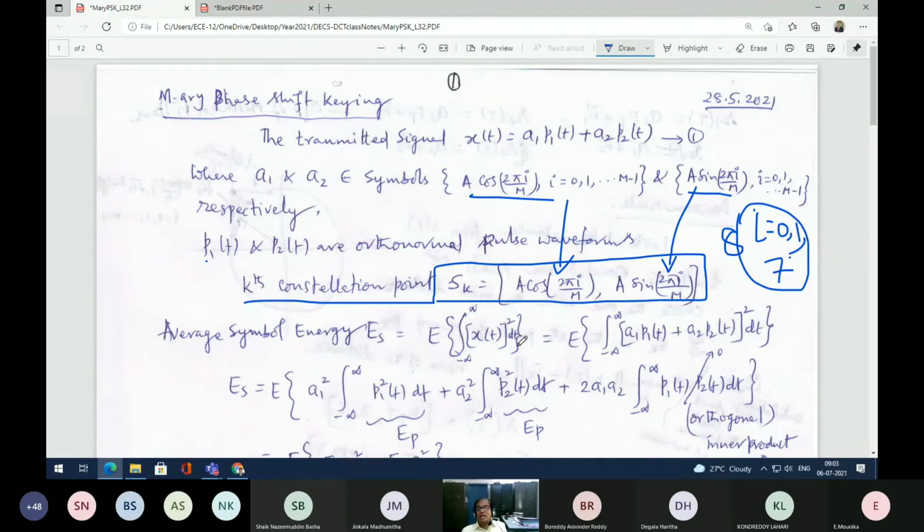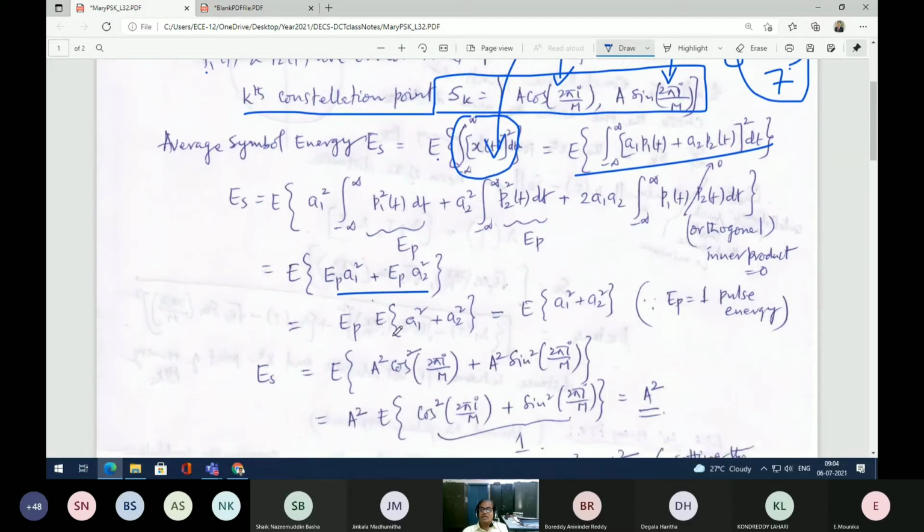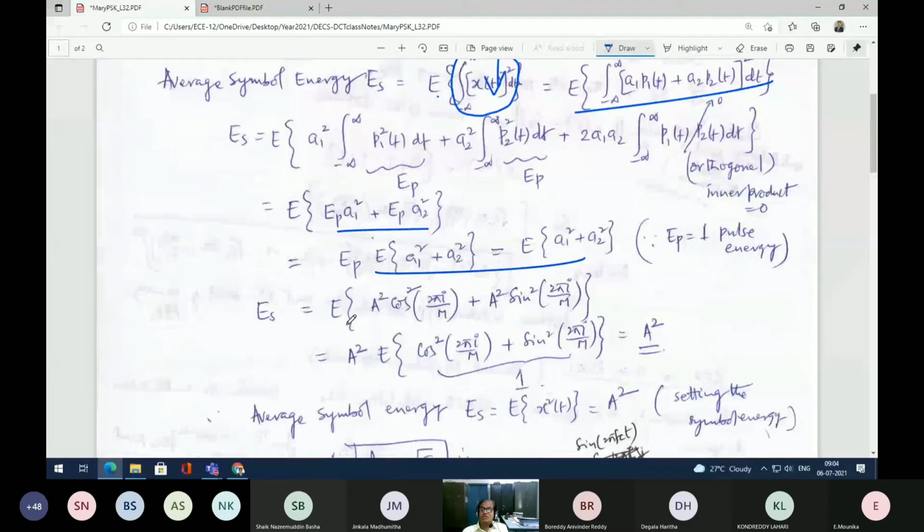And you can find out what is the average energy, the symbol energy. For that, take the square of it, and we already saw in the case of QPSK that if I take the expectation of that square, that is nothing but your energy. Average means I have to take the expectation, and if I expand after substituting x of t and squaring, you will get this. We have already seen this kind of derivation in one of your schemes.